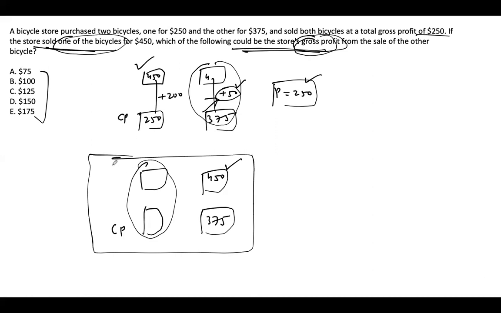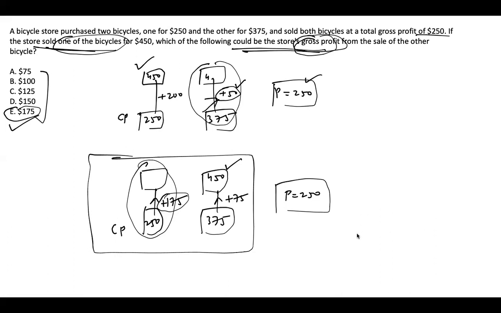If the profit from the other bicycle is $75, we have $175 left for the first one. This is 75, total profit is 250, so the rest would be 175. Can you see a 175? Yes. This answers our question: which of the following could be the gross profit from the sale of the other bicycle?